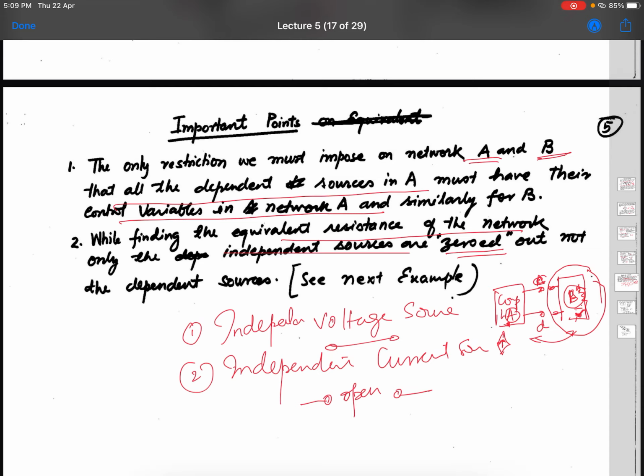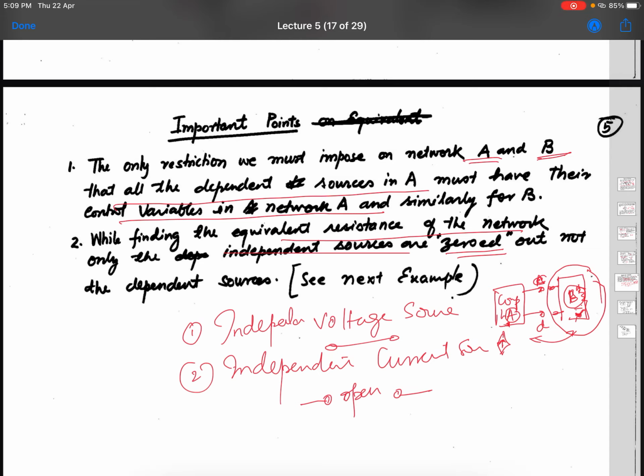Dependent sources are not to be touched. They should be there in the circuit while finding the resistances. Okay, so normally people think that all the sources are to be removed, so they also remove dependent sources. So dependent sources are not to be removed. Only independent sources are to be removed while finding the R equivalent of the circuit.